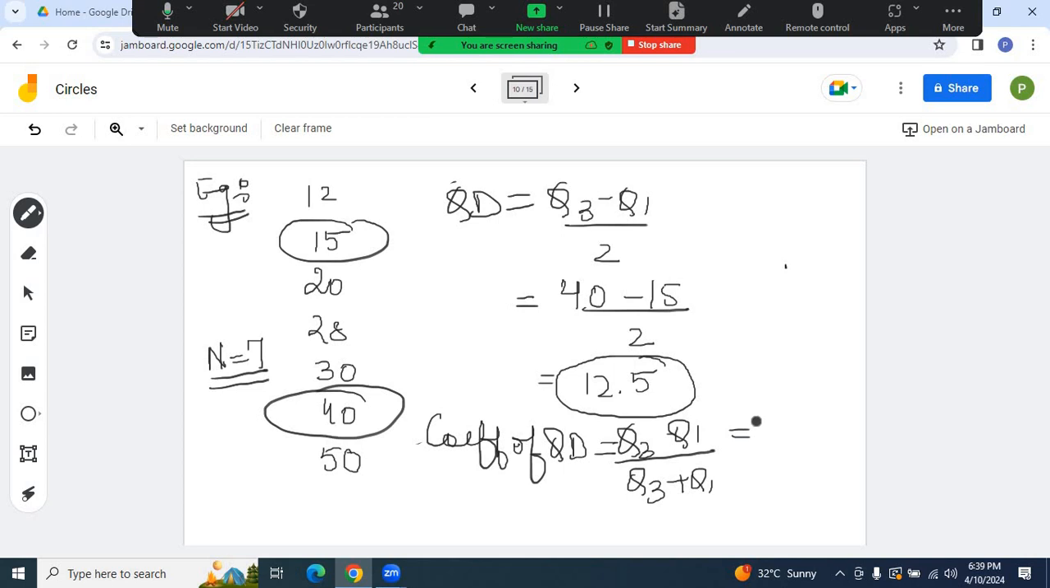It will be Q3 minus Q1, 40 minus 15, upon 40 plus 15. So 40 minus 15 is 25 and 40 plus 15 is 55. If I divide using a calculator, it will be 0.455. So this much is the variation. 0.455 is the variation. Just have a look. If there is any doubt, please ask.